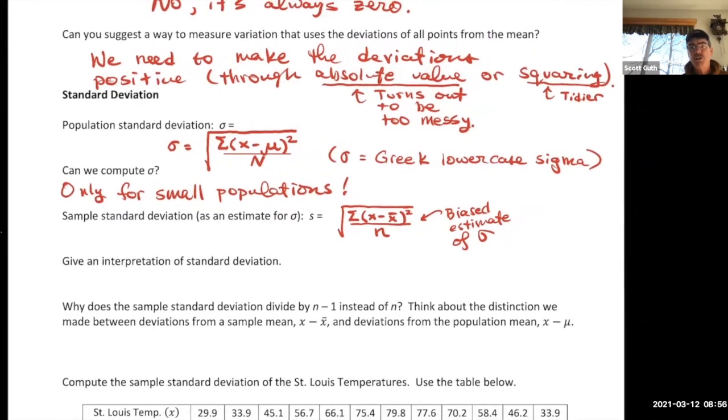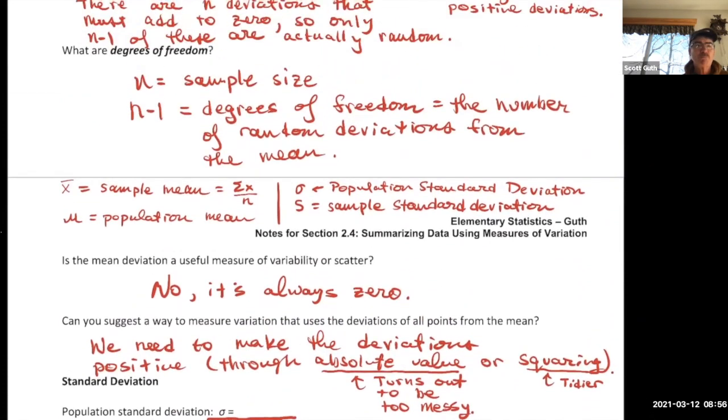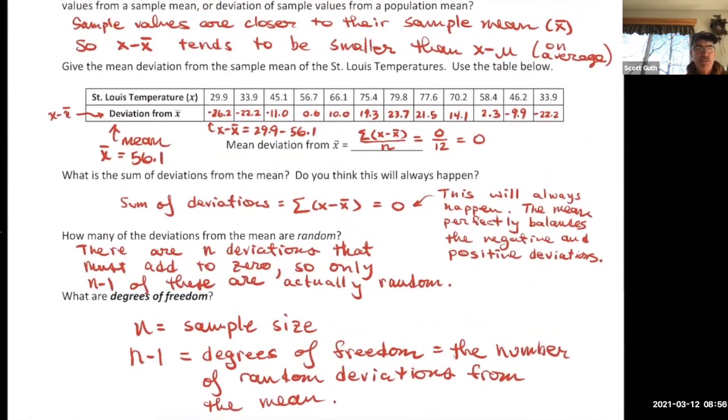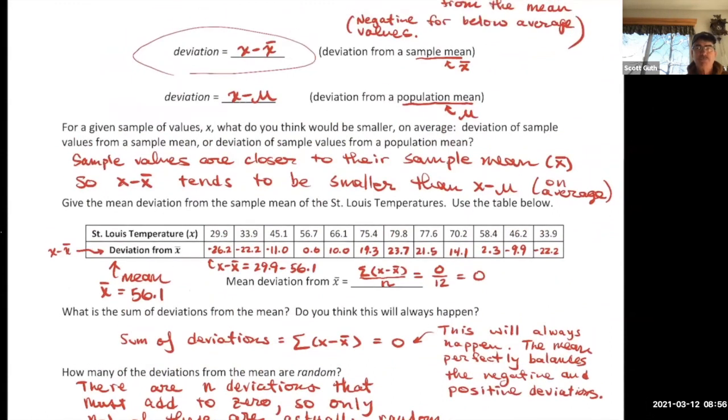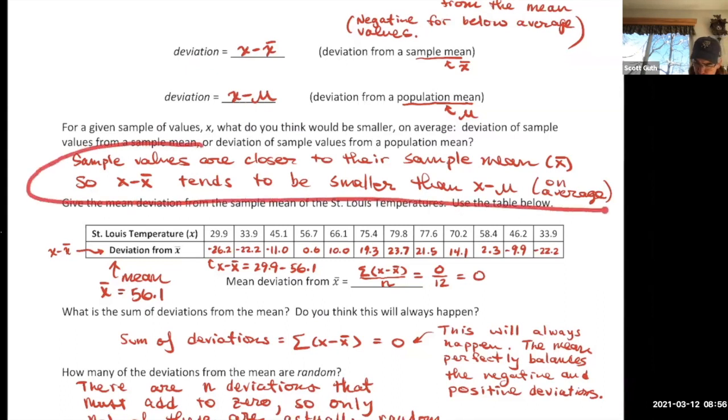Okay, so let me just go ahead and back up here. If you're estimating the population standard deviation, we would like to get an estimate that is not biased. Biased means it tends to be too small or it tends to be too large, one of the two. Okay. This one tends to be too small. Let me explain. We have it here that sample values are closer to their sample mean because the sample mean comes from those values than they are to the population mean.